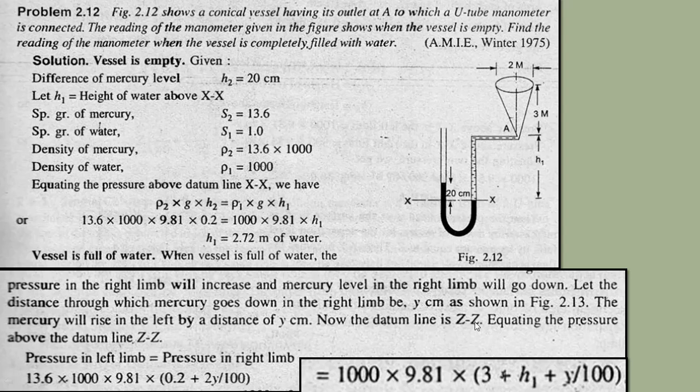Now the datum line is ZZ. Equating the pressure above the datum line ZZ, pressure in left limb is equal to pressure in right limb. So 0.2 plus 2y divided by 100, which is equal to 1000 into 9.81 into 3 plus H1 plus y divided by 100.